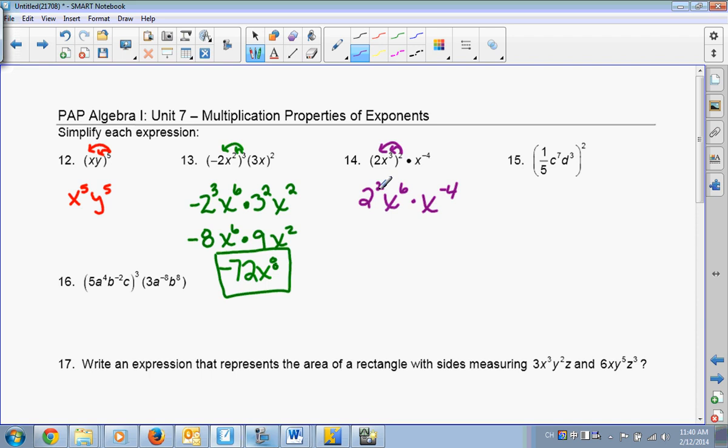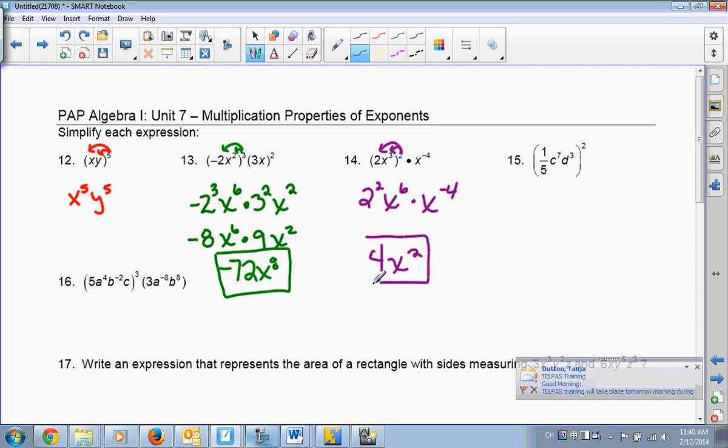Okay. What is 2 times 2? 4. Or 2 squared. Oops. 4. And then common bases of x. What are you doing with their exponents? Add them. 6 plus -4, 2. Okay.